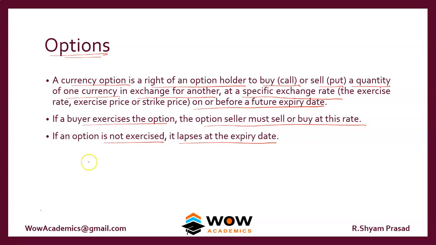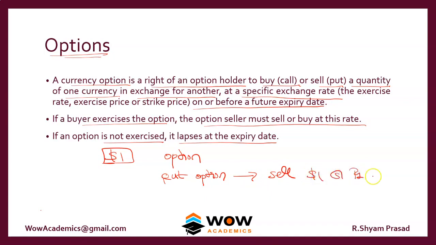In options, you have the right whether to exercise the option or to just leave it. For example, you are going to receive $1 from a foreign country. You have entered into an option. The option works like this: you have bought a put option. A put option is the right to sell. You have the right to sell $1 at rupees 70, in 3 months time.